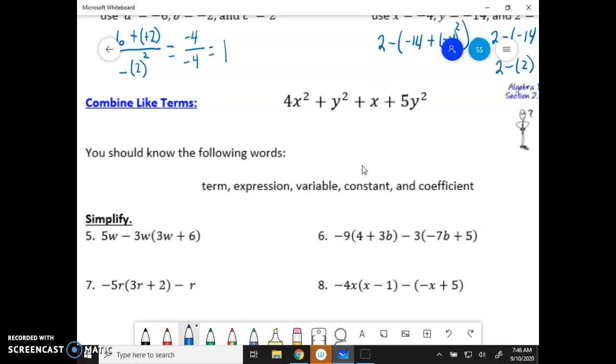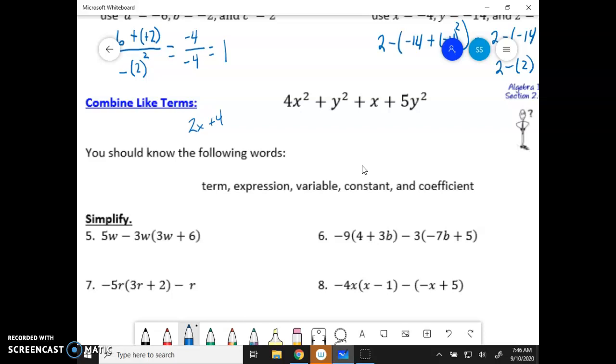Okay, you should know the following words. A term is just one of these, they are each their own term. Okay, an expression, this whole thing is an expression. You could have a smaller expression, just like 2x plus 4. That's an expression. A variable is just one of these letters, a letter substituted in for a number.